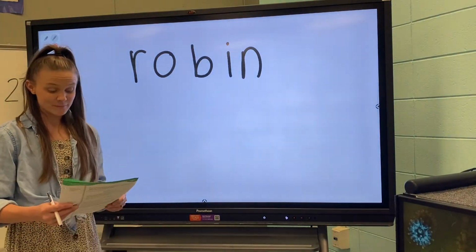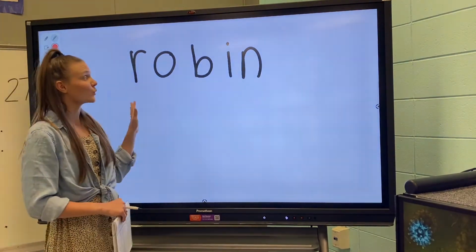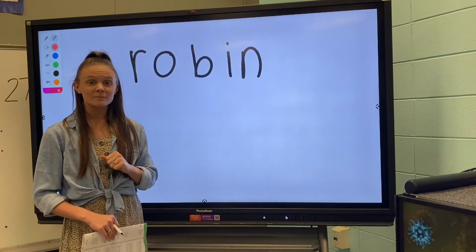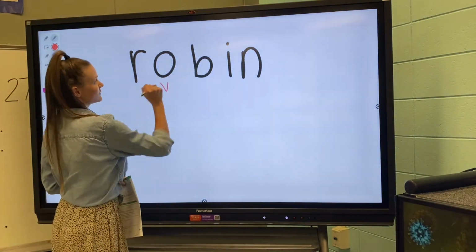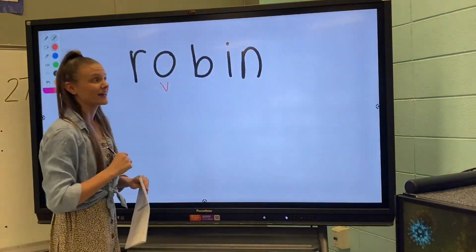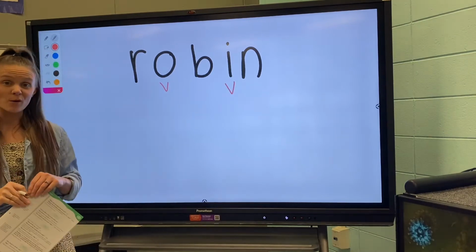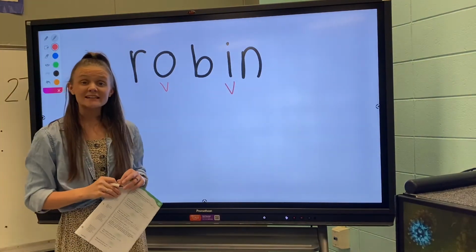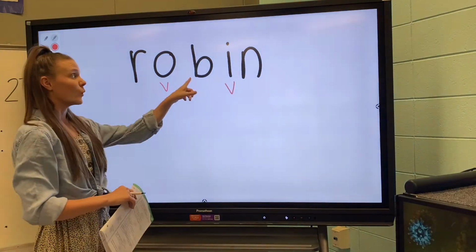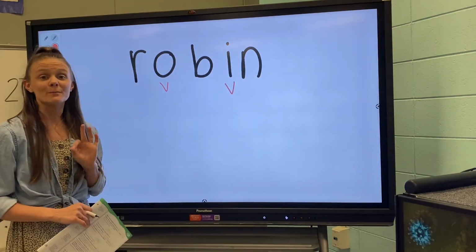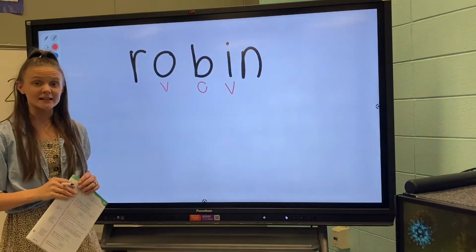The next step is to look for our vowels. How many vowels does this word have in it? Yes, it has 2. We have letter O, which is a vowel, and letter I, which is a vowel. So I'm putting a V under both of my vowels. Now I need to label the letter between my 2 vowels. I only have 1 letter between, and it's letter B. So I'm going to put a C because that is a consonant.